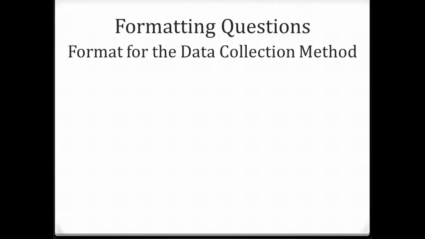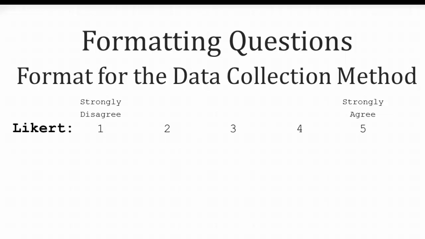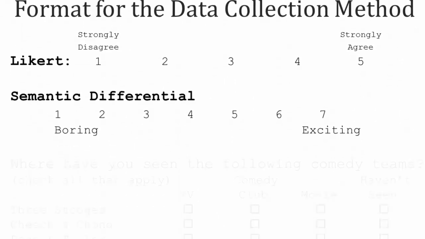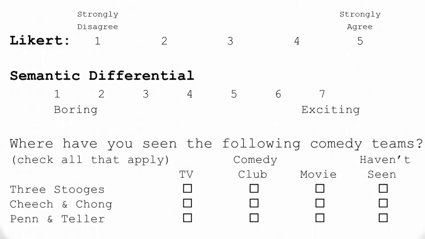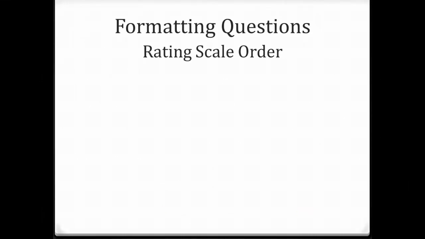This matrix format can be used for more than rating scales, such as a Likert or Likert style question, a semantic differential question, or even a version of the dichotomous question. Notice that in this version, there are really more than 3 sub-questions. It is really, have you seen the Three Stooges on television? Yes or no. At a comedy club? Yes or no, etc. And then you go through the same series again for Cheech and Chong, and again for Penn and Teller.